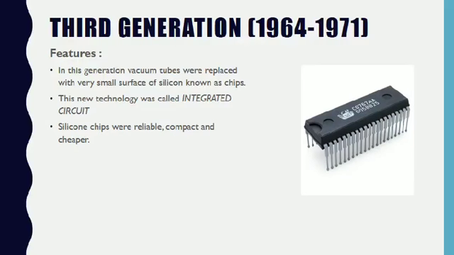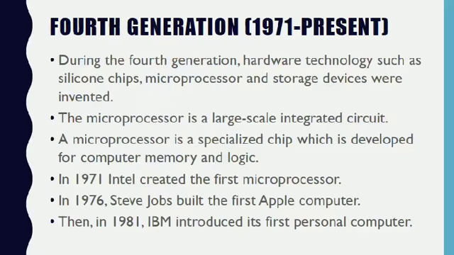In third generation computers, vacuum tubes were replaced by small silicon chips that we call integrated circuits, means IC. They were more reliable, small, and very cheap in price.